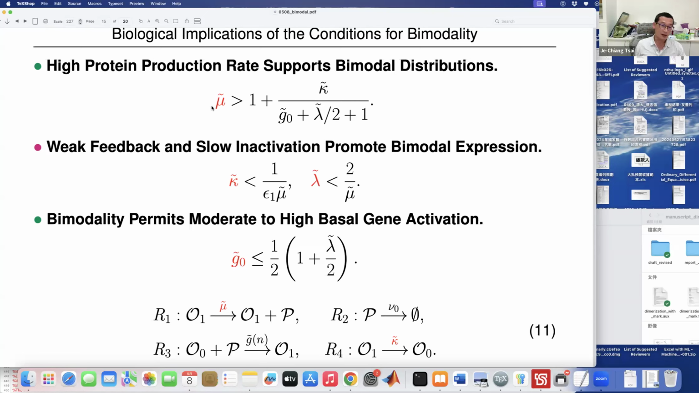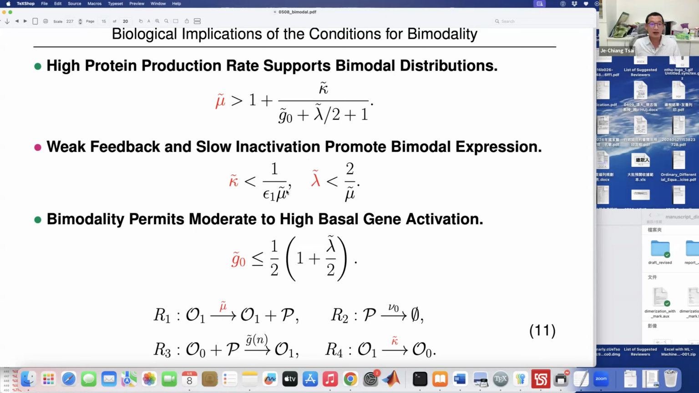The intuition is very clear. If this transcription rate is small, it means the system will not accumulate enough protein to support a bimodal distribution. So this should be very large to support a bimodal distribution. If it's very small, then you can expect a monotone decreasing distribution. Nothing will happen because the protein is barely produced.